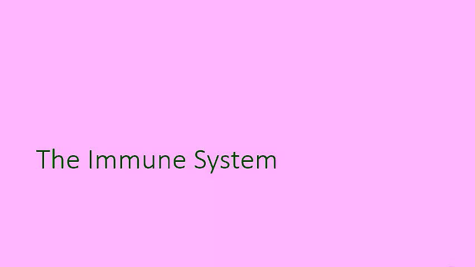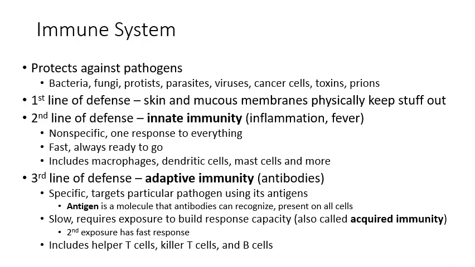So now we'll talk about the functioning of the immune system. The immune system, of course, protects you against pathogens. A pathogen is anything that causes disease. It includes 3 lines of defense. The first line of defense is just your skin and your mucous membranes, which is like the lining inside your mouth and nose and stuff. You usually don't think about that much, but it physically keeps things out. Most things do not make it past the first line of defense.